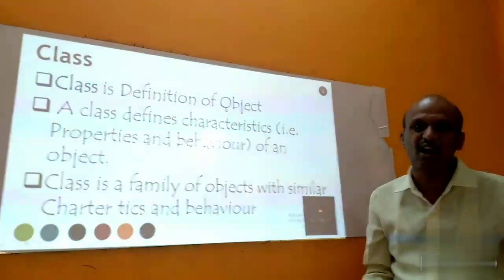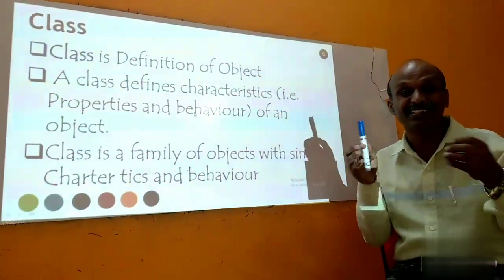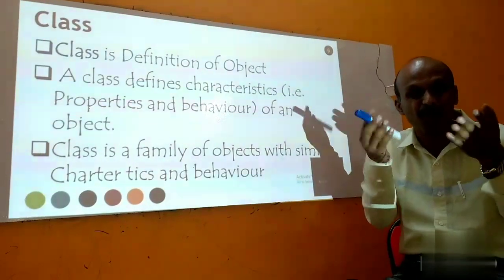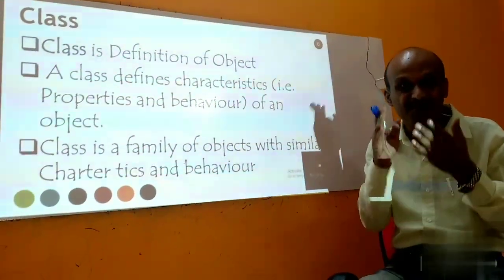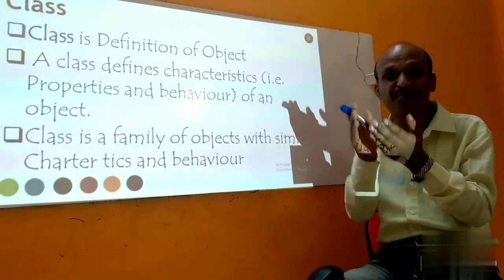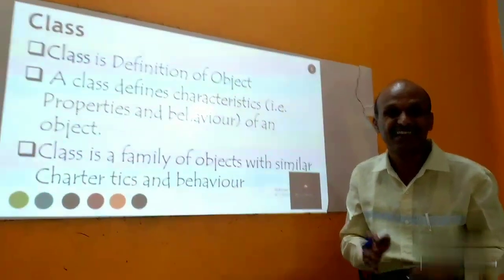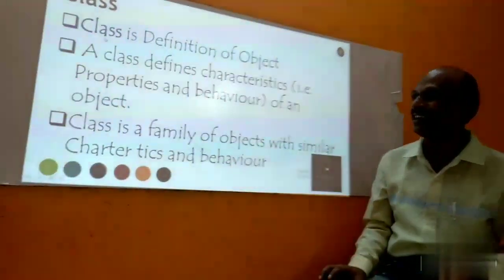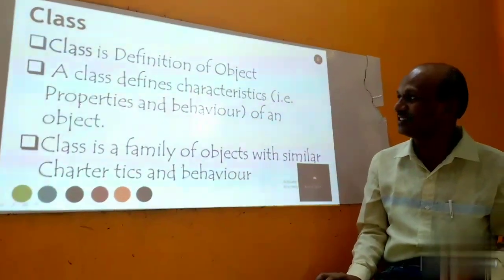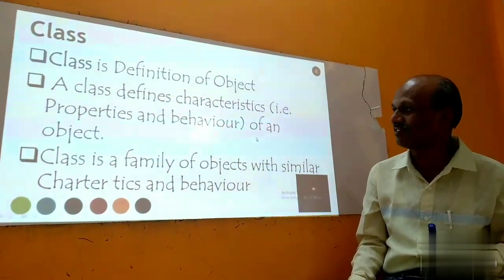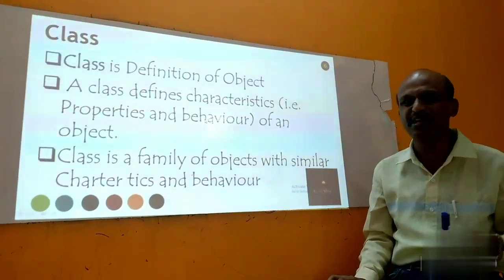Means to create an object, how my object looks like, whether my object is green, black, and so on, how it will look like. What is the behavior of that object? To define all that, we require something, and that something is nothing but a class, which defines the object. So a class defines characteristics as well as the behavior of the object, properties and behavior both.